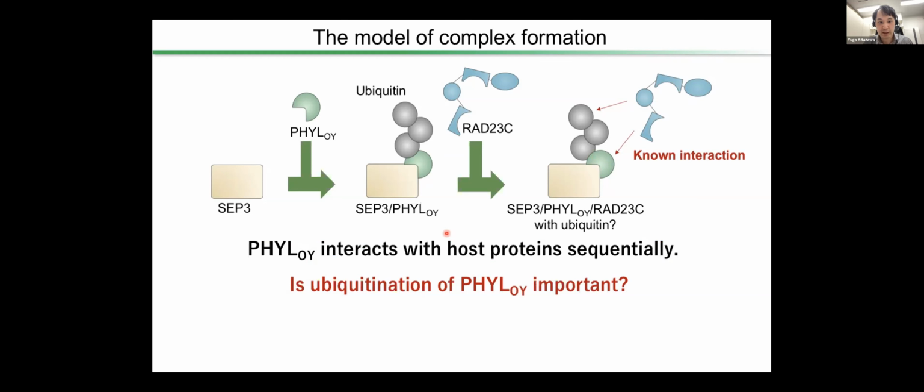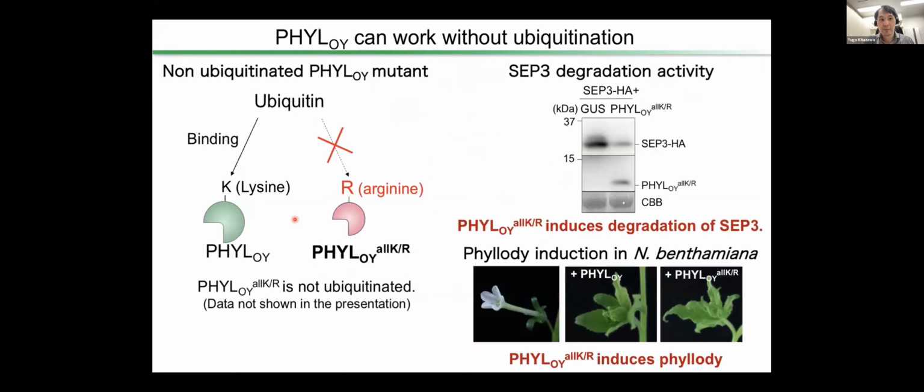So we next studied whether ubiquitination of PHYL1-OY is important. For this purpose, we created a non-ubiquitinated PHYL1-OY mutant. Usually, ubiquitin binds to lysine residues of proteins. Thus, we created the PHYL1-OY all-KR mutant, in which all lysine residues were replaced with arginine. We confirmed the mutant is not ubiquitinated and studied its activity.